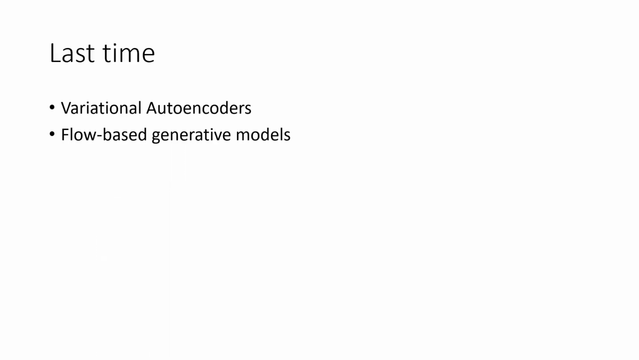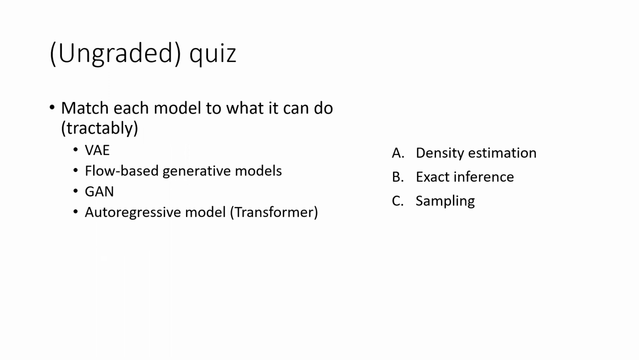So last time we talked about variational autoencoders and flow-based generative models. To start out today, see if you can remember, match each of these types of generative models to the tasks that they can tractably perform. If you'd like, you can pause the video, and each one of these types of models can have multiple answers.